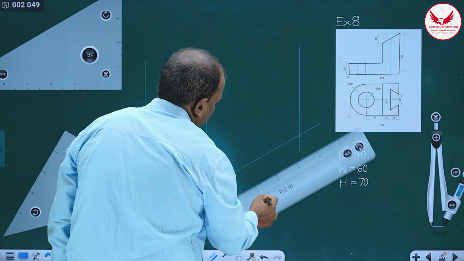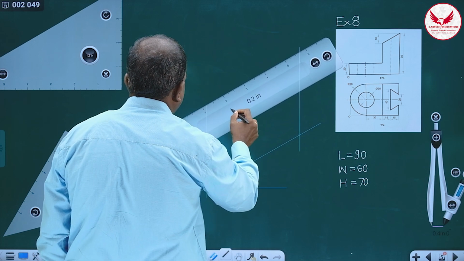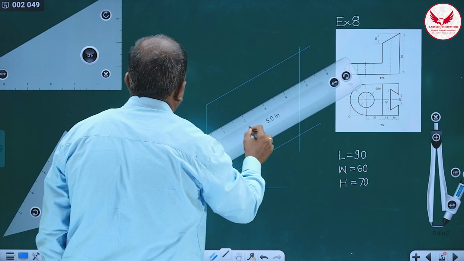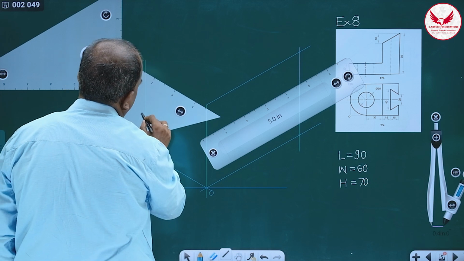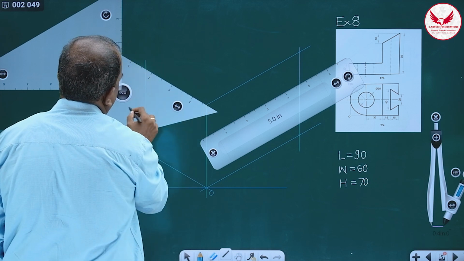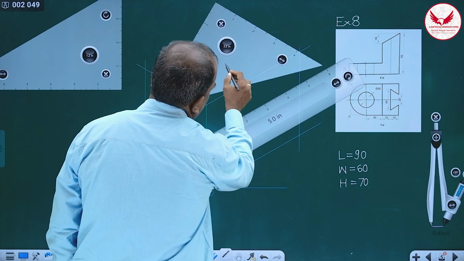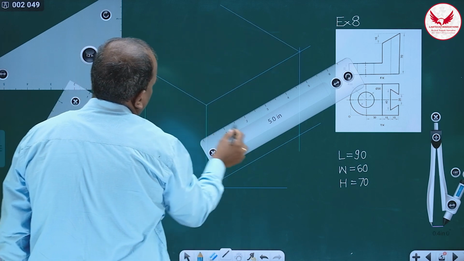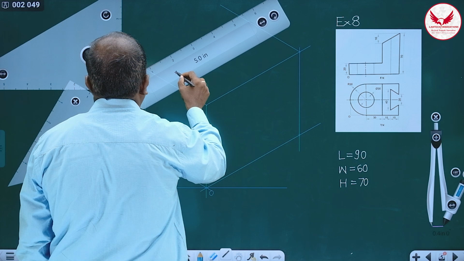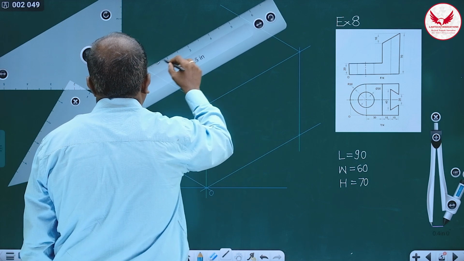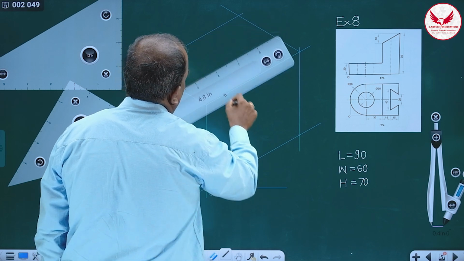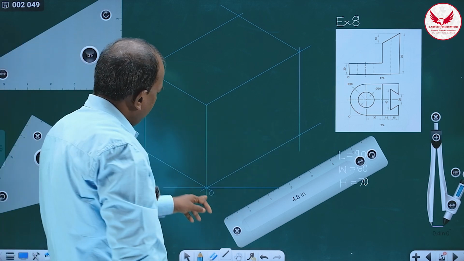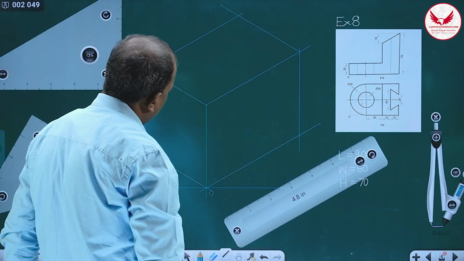Then a 30-degree inclined line towards right from this height, we have to mark like this. Immediately a 30-degree line on this side, like this. Then again from this intersection, a 30-degree line will be on this side and a 30-degree line on right hand side, means parallel to length, like this. And this is what? The isometric box. So the length is 90, width is 60 and height is 70.